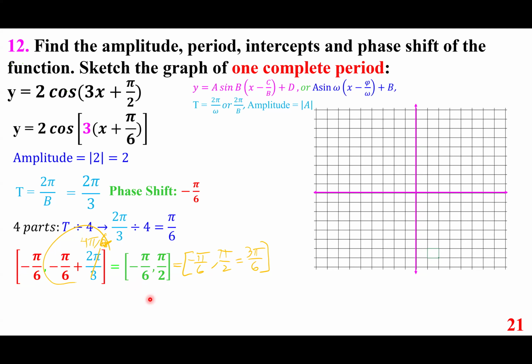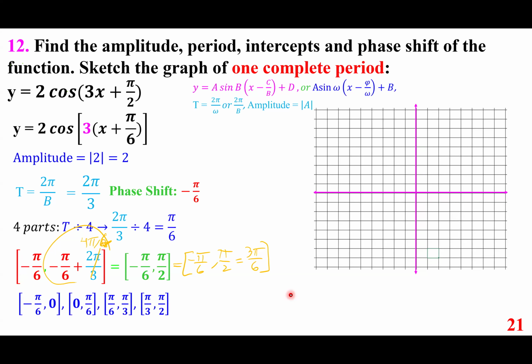So minus pi over 6 to 0. 0 to pi over 6. Pi over 6 to 2 pi over 6 or pi over 3. Okay, pi over 3 to 3 pi over 6 or pi over 2.